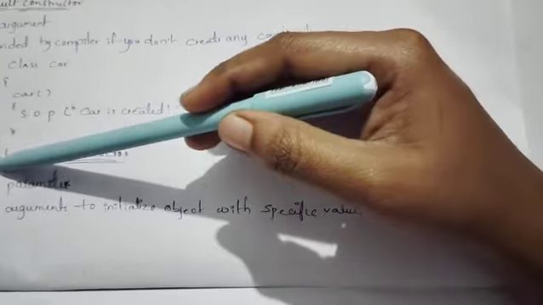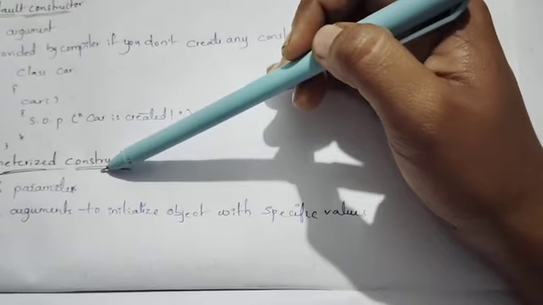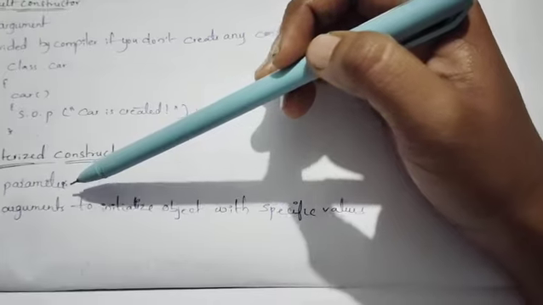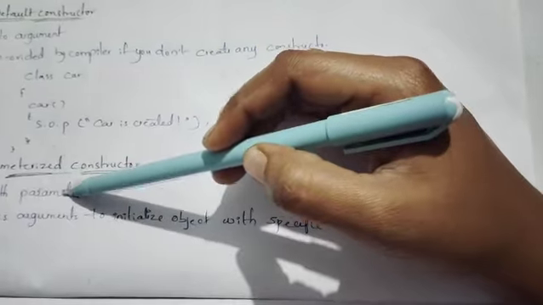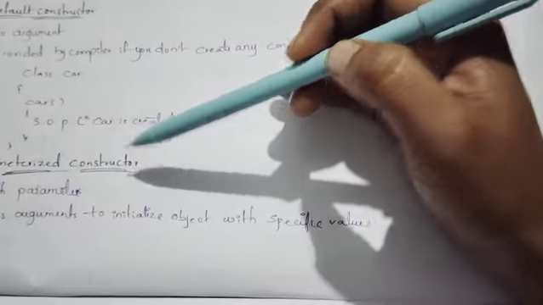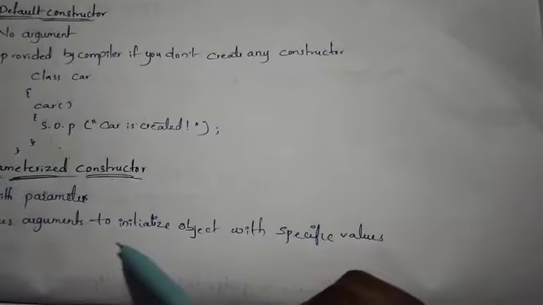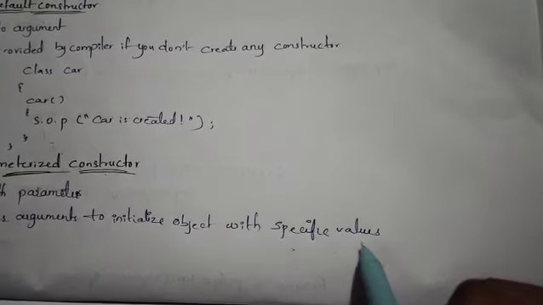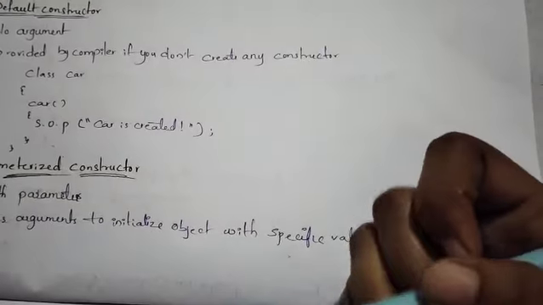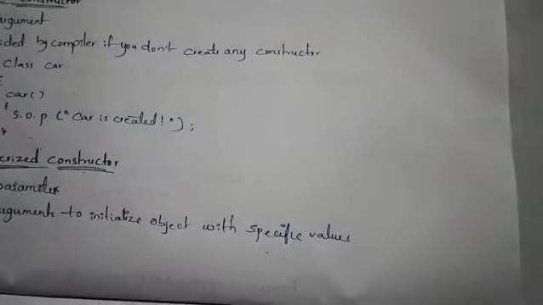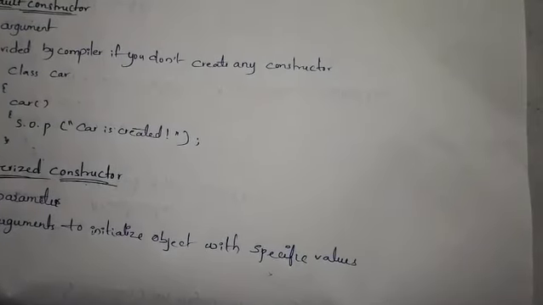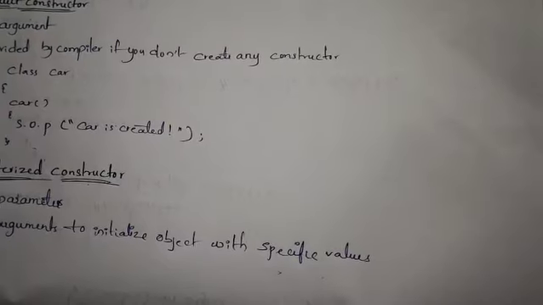The next one is the parameterized constructor, with parameters. When you create a constructor with parameters, then it is called a parameterized constructor. It takes arguments to initialize the object with specific values. When you provide specific values to the arguments, then you use the parameterized constructor.